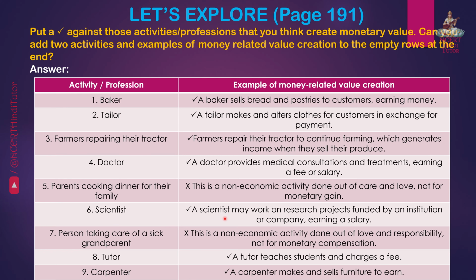Sixth, scientist. This is right. A scientist may work on research projects funded by an institution or company, earning a salary. Seventh, person taking care of a sick grandparent. This is wrong. This is a non economic activity done out of love and responsibility, not for monetary compensation.